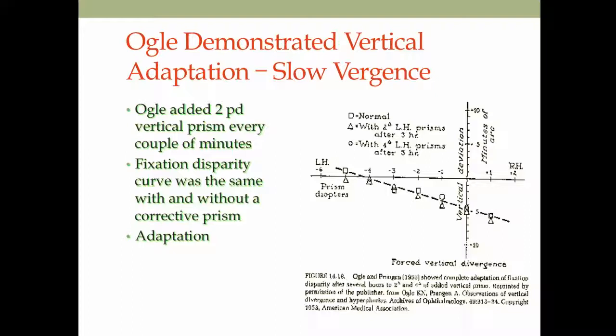to the prism. This is the reason why some patients eat up a prism, and it's contraindicated to eliminate their problem, because they have a process that's known as slow vergence, in which adaptation overtakes the original deviation.